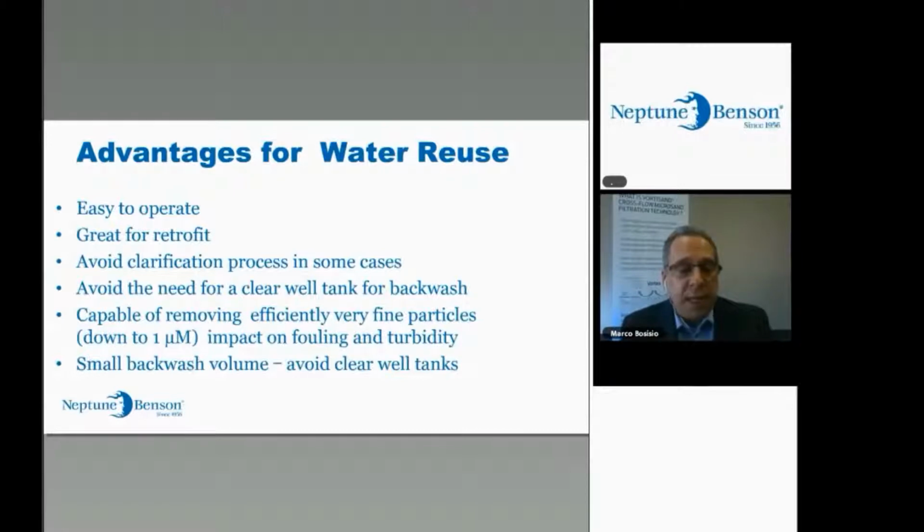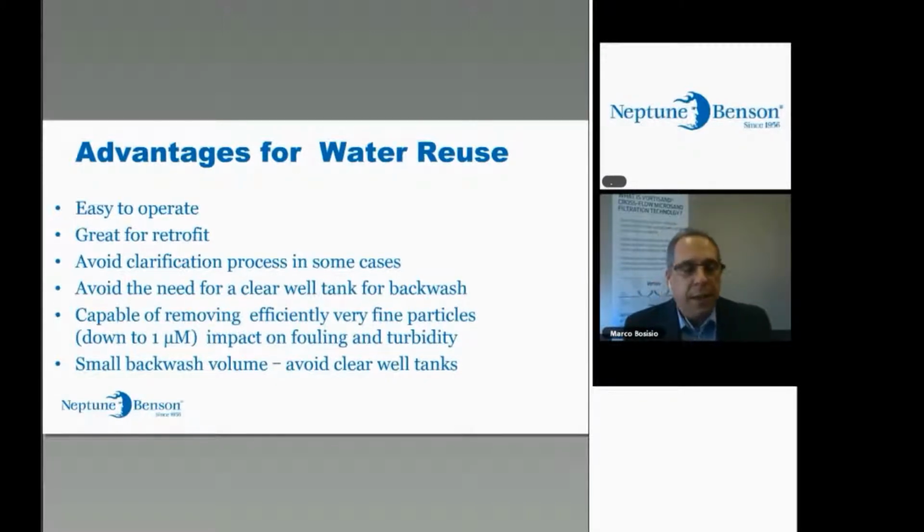One thing that needs to be said also is that if you have two Vortisand units side by side, you can have one filter backwashing the other by using only 30% of the flow to backwash the filter that sits beside it. So that avoids the designer having to build a clear well for the backwash water, which is an important feature.